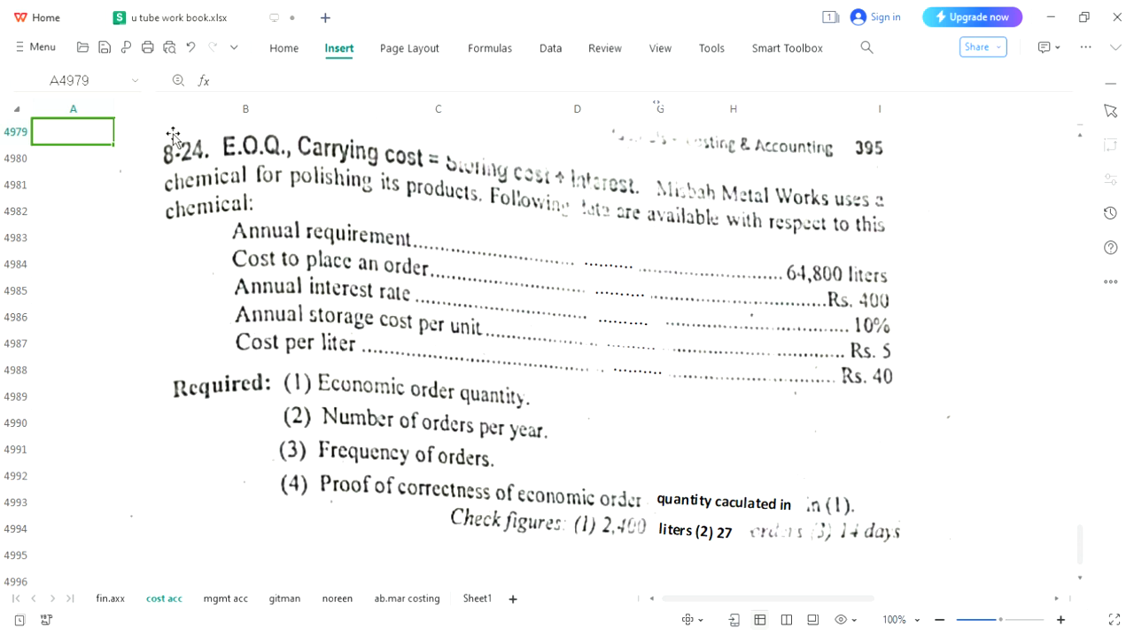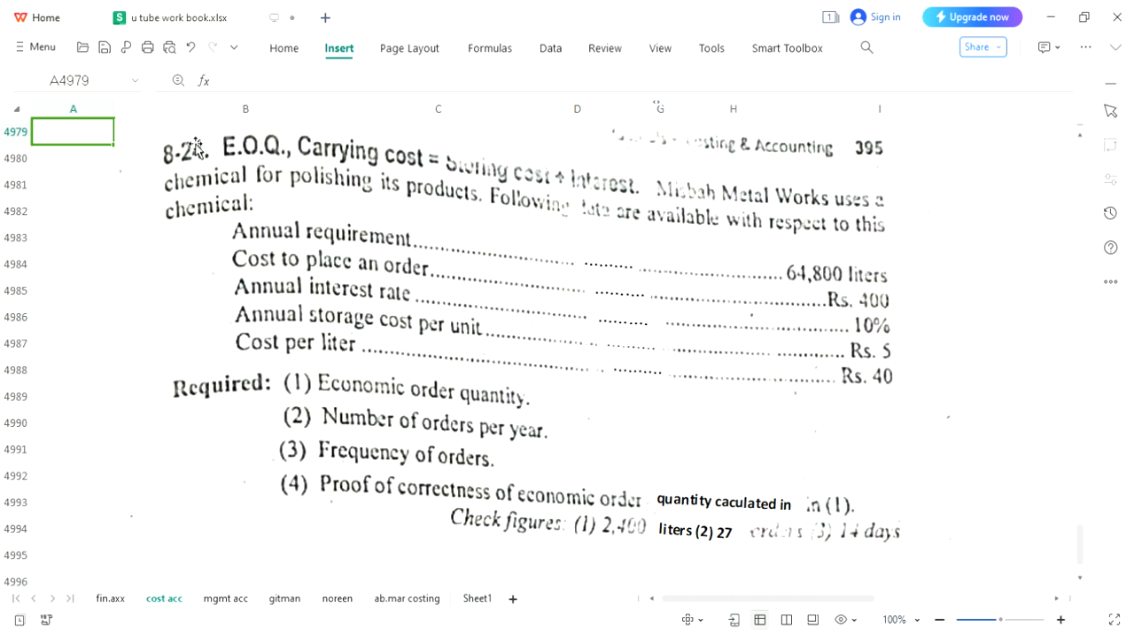Today's target is to solve question number 8.24. The chapter which we are related with is economic order quantity with special reference to material inventory system. We are controlling our material, we are managing our material. For that purpose, economic order quantity would help us out how to give our orders and how many units should be included in our order.